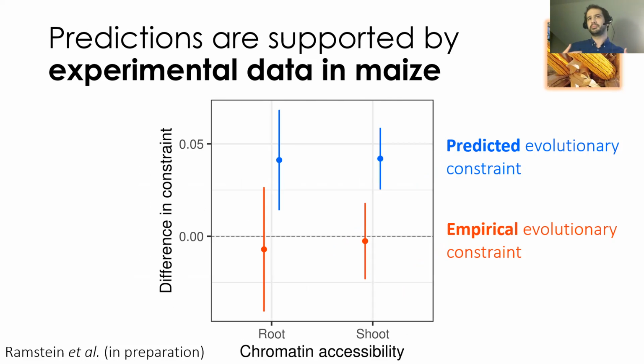Also, there was a significant increase in predicted evolutionary constraints in regions in the genome that were open, either in root or in shoots. And we did not observe such significant differences in constraint for the observed empirical evolutionary constraints.